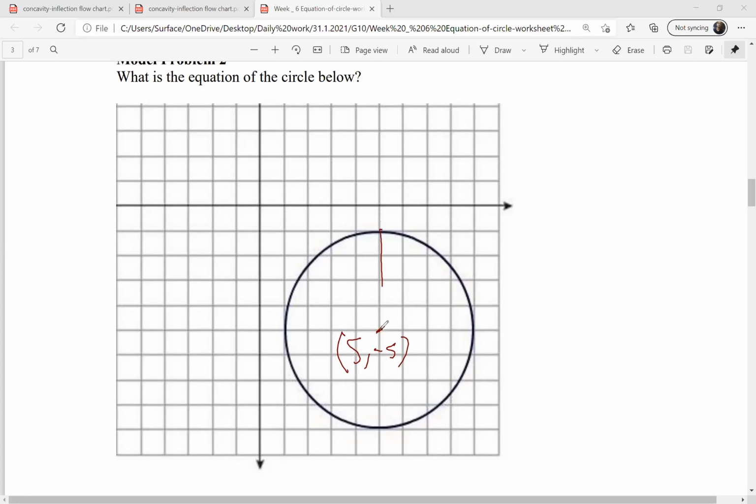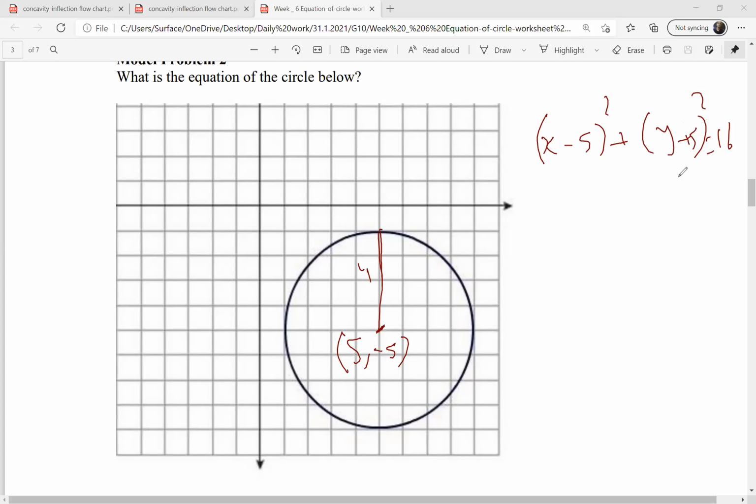The radius is 4. So who can tell me the equation of the circle? (x minus 5) squared plus (y plus 5) squared equals 16. Okay, thank you. So 16 is the square of the radius.